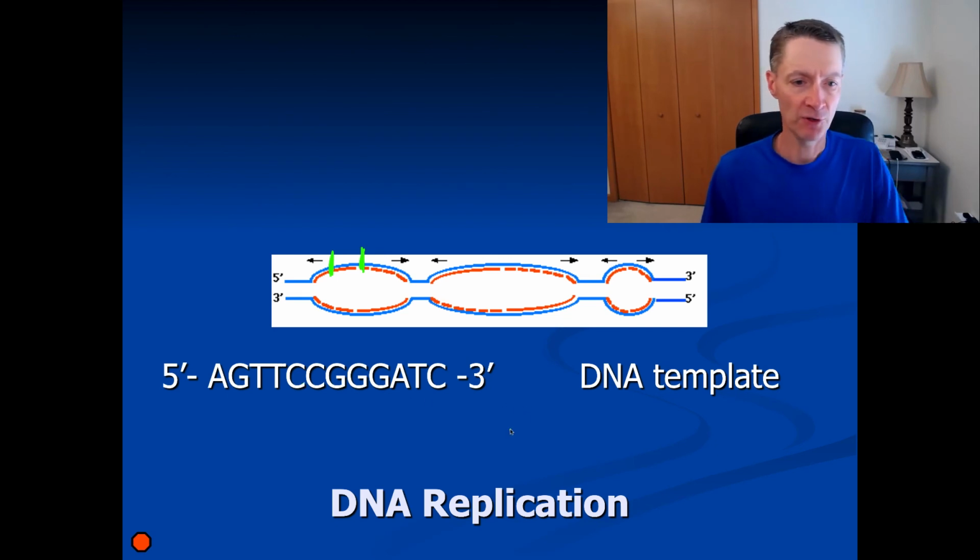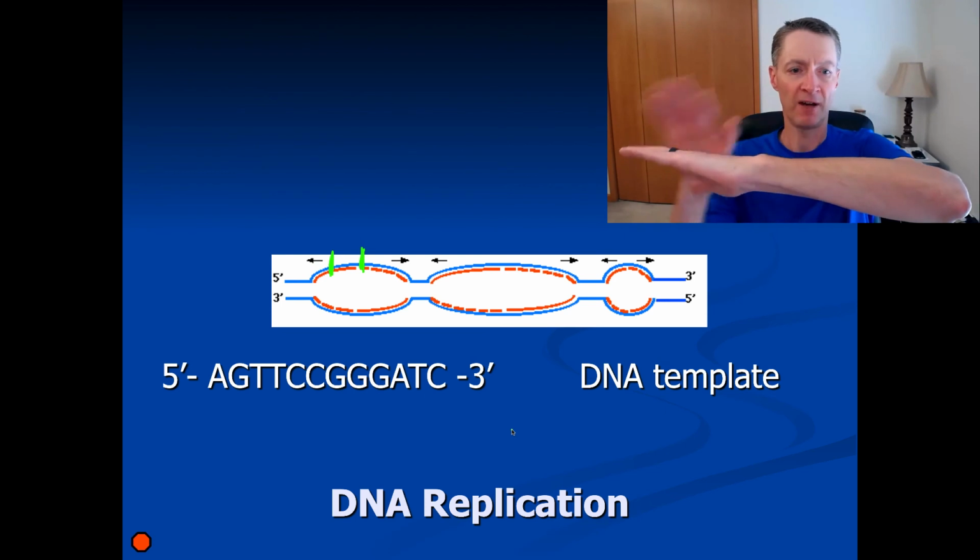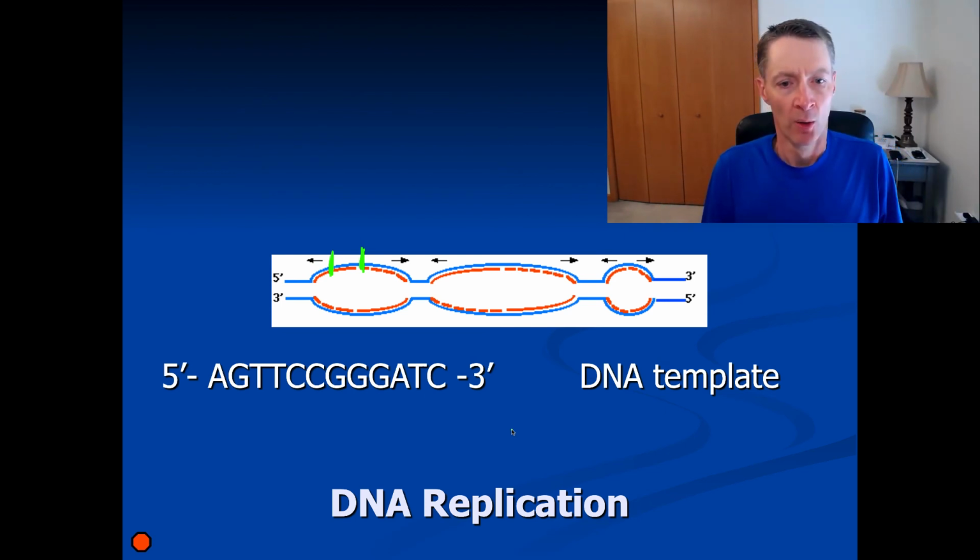Now first thing I see here is that we have a 5' and a 3' end again, right? It so happens that when DNA polymerase comes in here and starts building upon the parent strand, it is always going to build in a 5' to 3' direction.